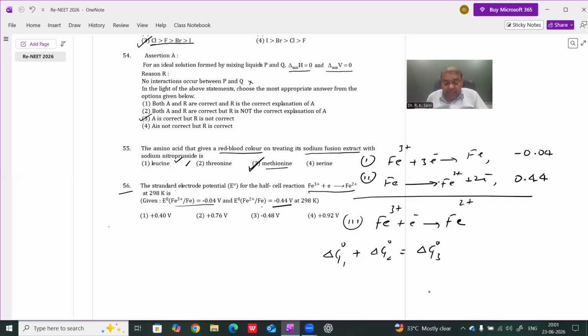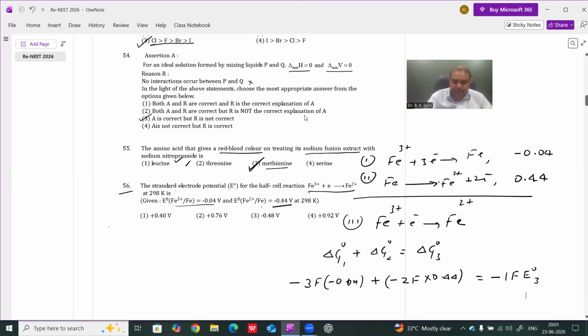Putting in the values, we know that delta G equals minus nFE. In the first case, n equals the number of electrons, 3, F, and the potential given, minus 0.104. In the second case, minus n is 2, F, and the potential given, 0.44. And in the third, the electron is 1, and we find the electrode potential of the unknown electrode.